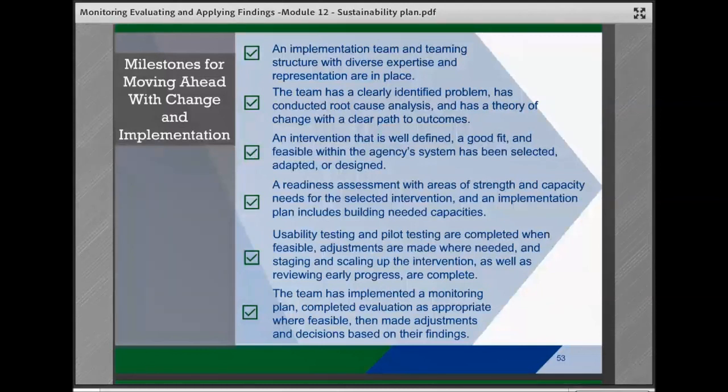They have used feedback and findings to adjust and make plans to stage and scale up the intervention on a larger scale, and then reviewed early progress and benchmarks throughout. Teams can refer back to any of the briefs in the series for more detailed information on milestones and essential functions that are critical during each step of the change and implementation process.